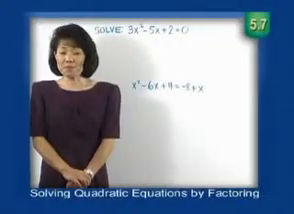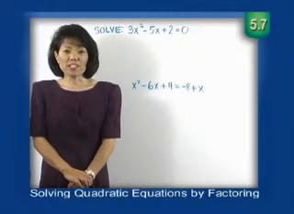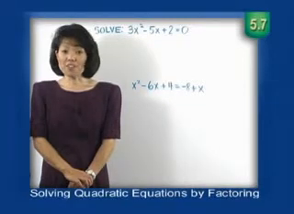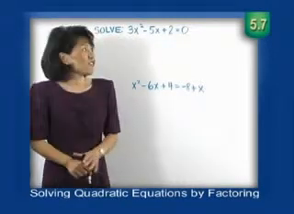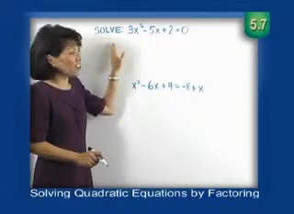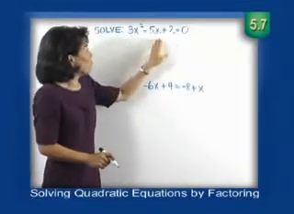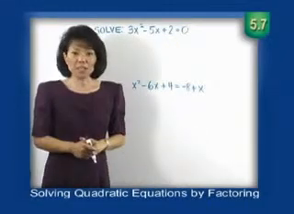Now that we're experts at factoring, we're ready to apply our factoring to help us solve some quadratic equations. We're going to first of all solve 3x squared minus 5x plus 2 equals 0.